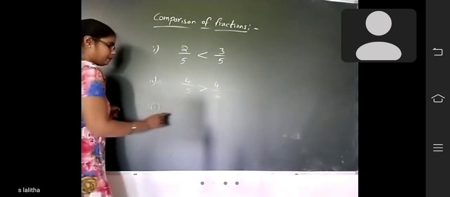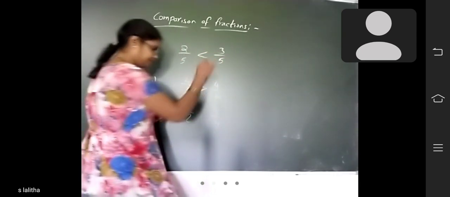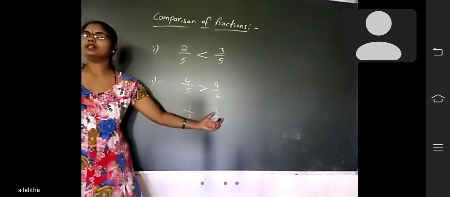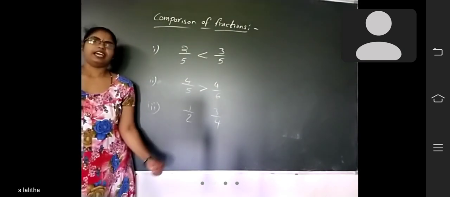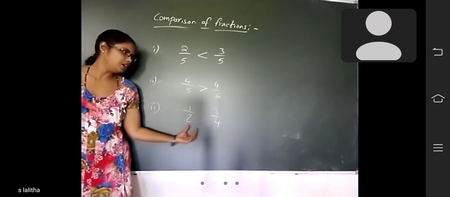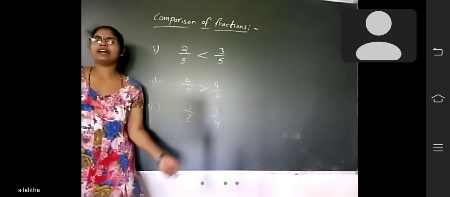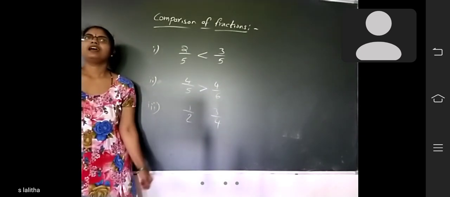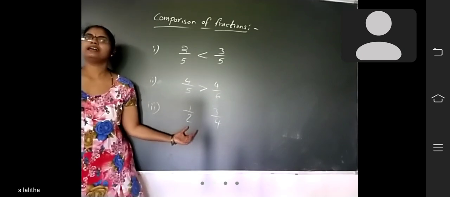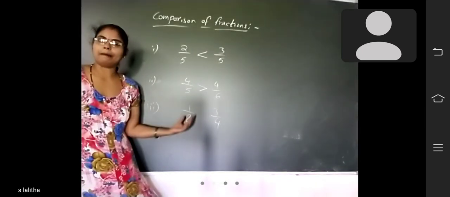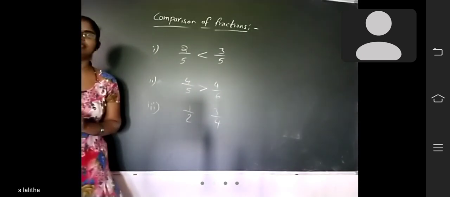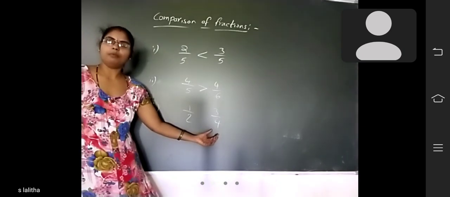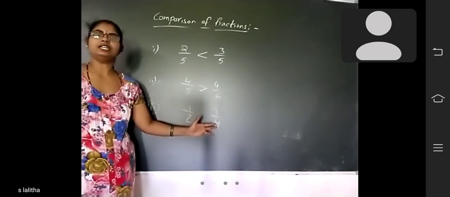Now third case. Here you observe these two fractions, 1 by 2, 3 by 4. Are any numerators same? Denominators same? So what do you call these fractions? Unlike fractions. So here, unlike fractions given, how to compare? First you should find the LCM of the denominators. Did you understand? First you should take the LCM of the denominators, then you have to convert into like fractions.